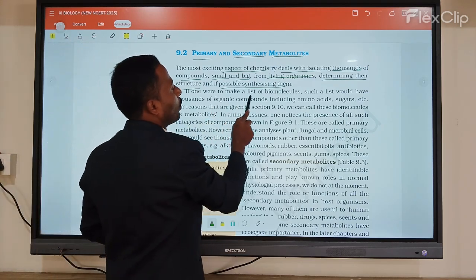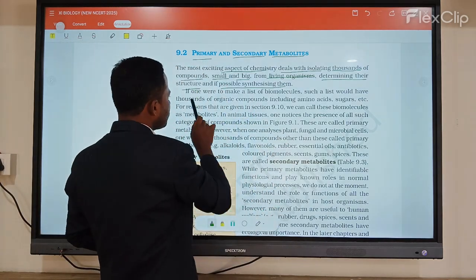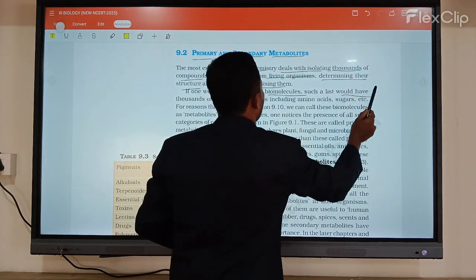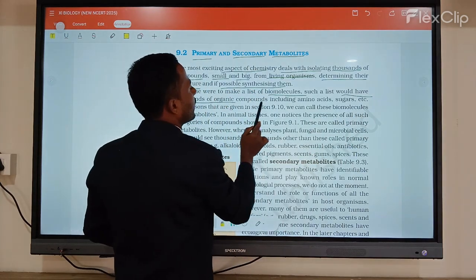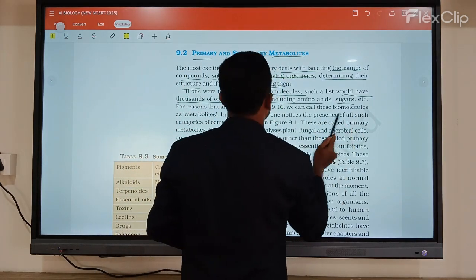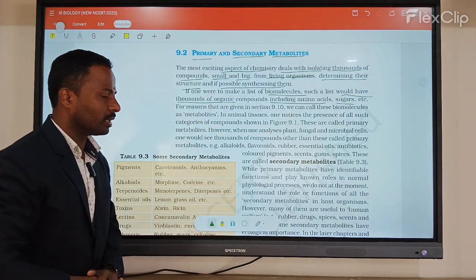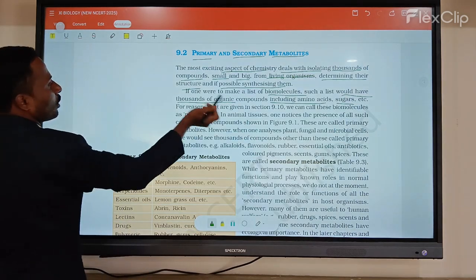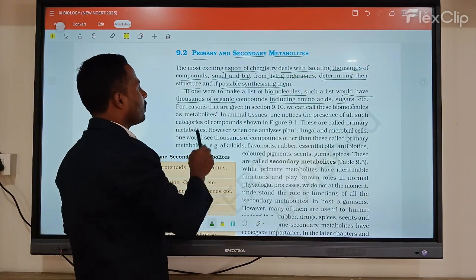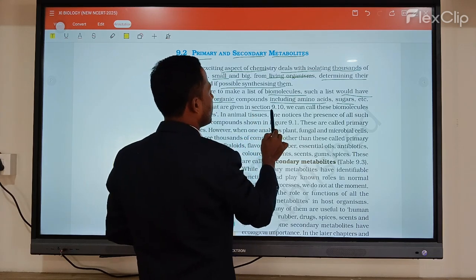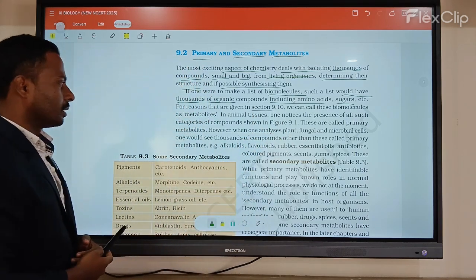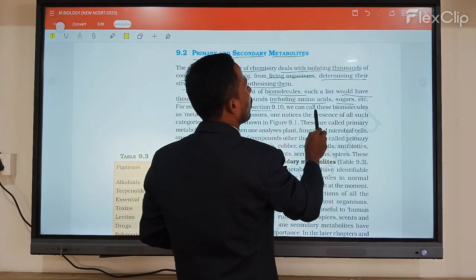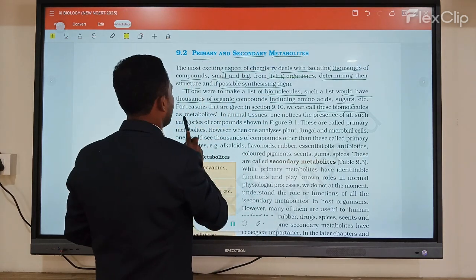Now, if one were to make a list of biomolecules, such a list would have thousands of organic compounds, including amino acids and sugars. For these reasons, they are given in section 9.10, in the table 9.10. Now, can you call these biomolecules metabolites?